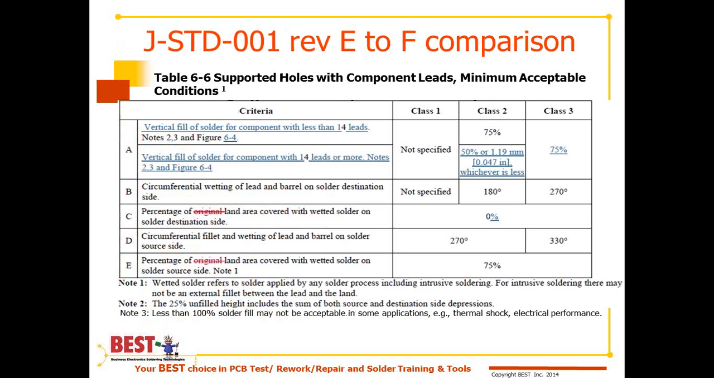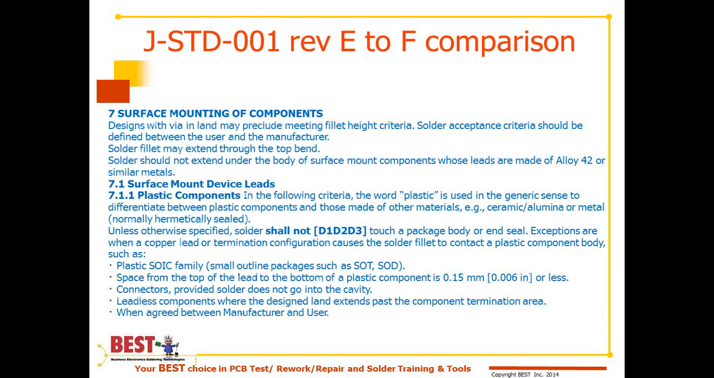And Note 3, it says less than 100% solder fill may be acceptable and some may not be acceptable in some applications. This is similar to what we had previously. Then when we get to the surface mount under Section 7, they've added in some information here. It talks about designs with vias may preclude the meeting of the fillet height requirements. They've added this here and took it out of the individual requirements where it talked about it in the notes for each one of the termination styles. So now they've put it into the front part of it, and it's been removed further on as we look.